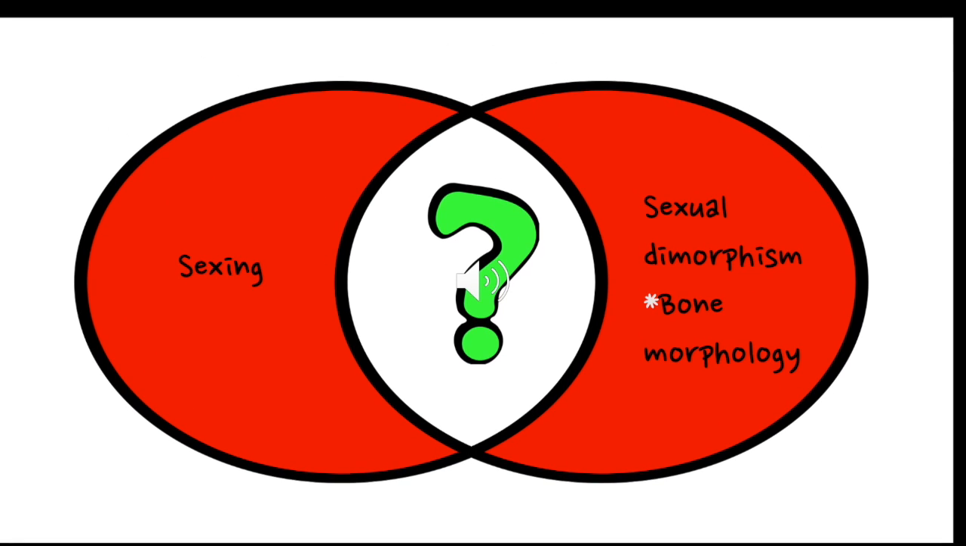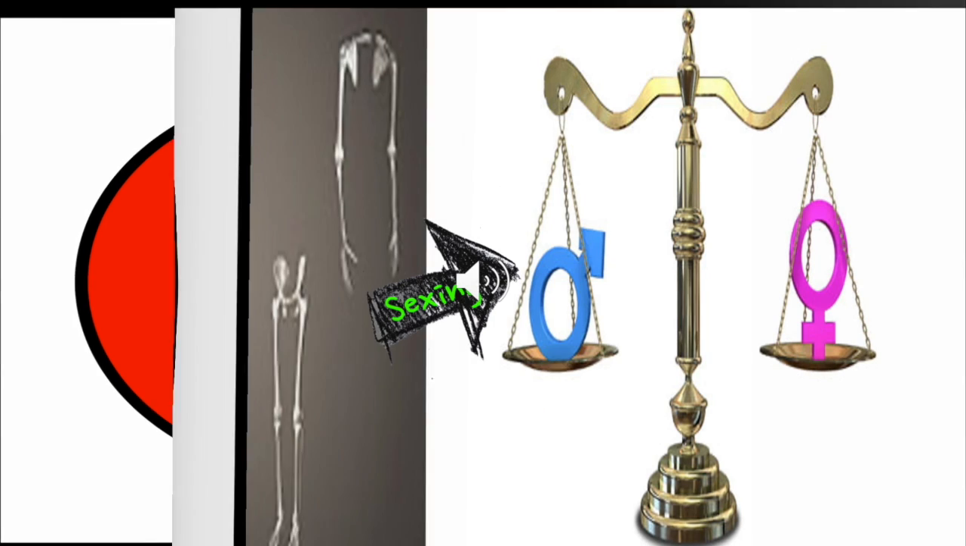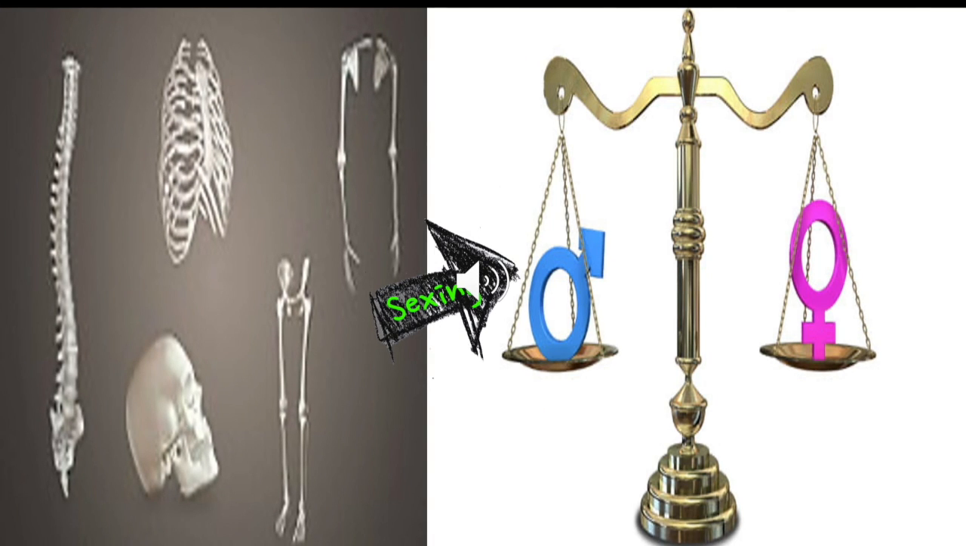For one to fully understand the concept of what it means to sex the human skeleton, it would be really helpful to know what sexing as well as sexual dimorphism and bone morphology mean. Sexing is just a term that is used to name the process of estimating the likely sex of an individual based on the bones that were found.